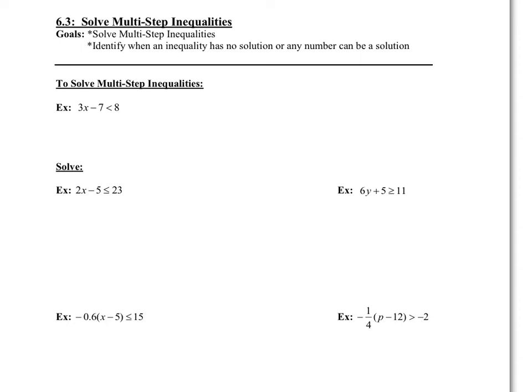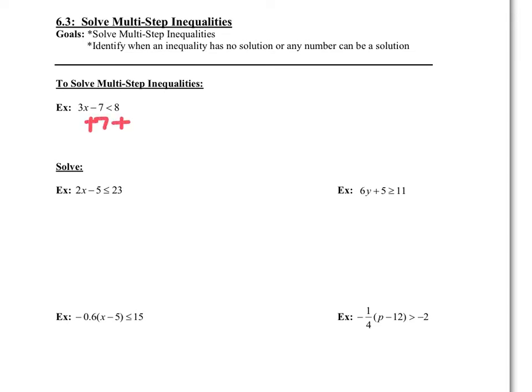To solve multi-step inequalities, we're going to do it the exact same way as if it were an equation. The only thing that you have to remember is the new rule that we just learned, which is that if at any point you multiply or divide by a negative, you just have to reverse the inequality sign. So in this example here, where our goal is to isolate x, we're still going to use reverse PEMDAS.